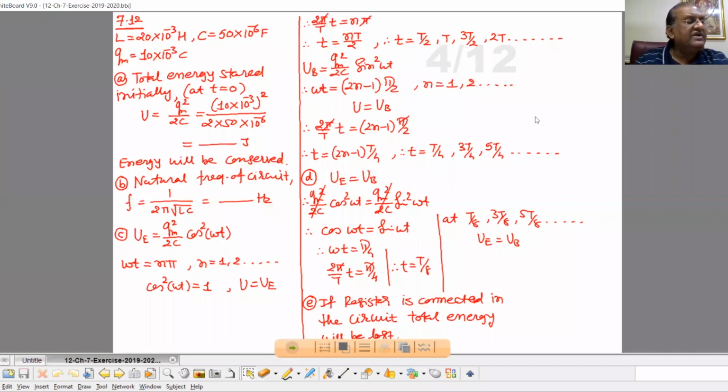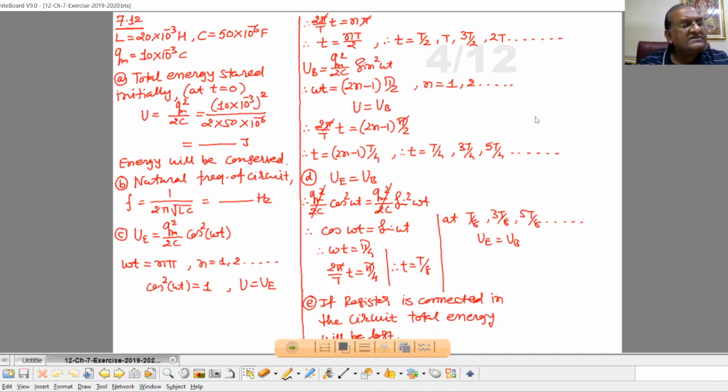Example 7.12. An AC circuit contains a 20 millihenry inductor and 50 microfarad capacitor with an initial charge of 10 millicoulomb. The resistance of the circuit is negligible. Let the instant the circuit is closed be t equal to 0. A. What is the total energy stored initially? Is it conserved during LC oscillations?